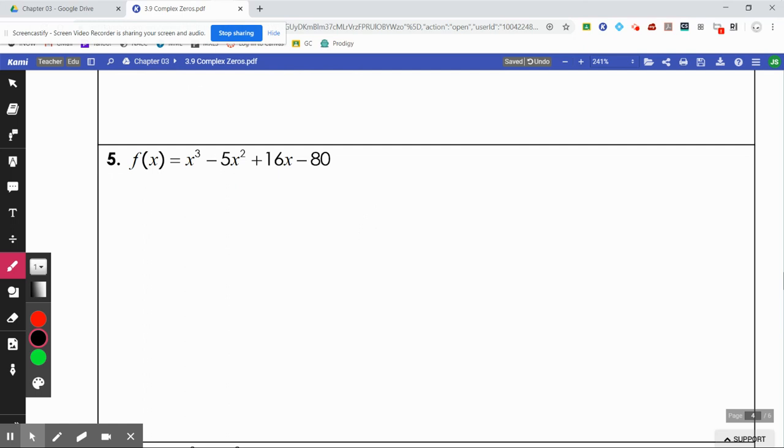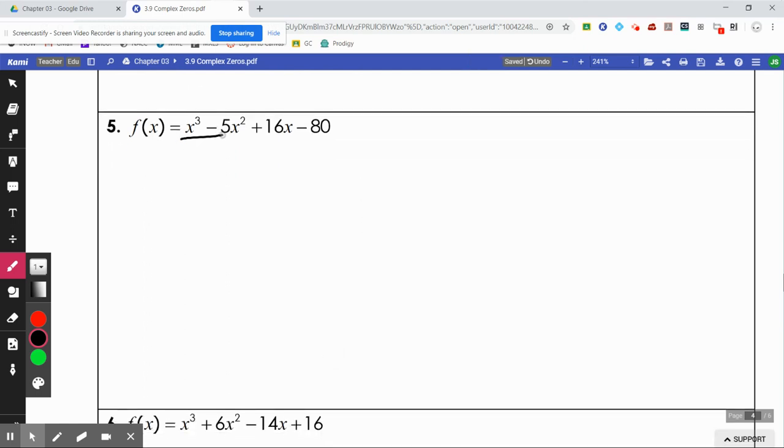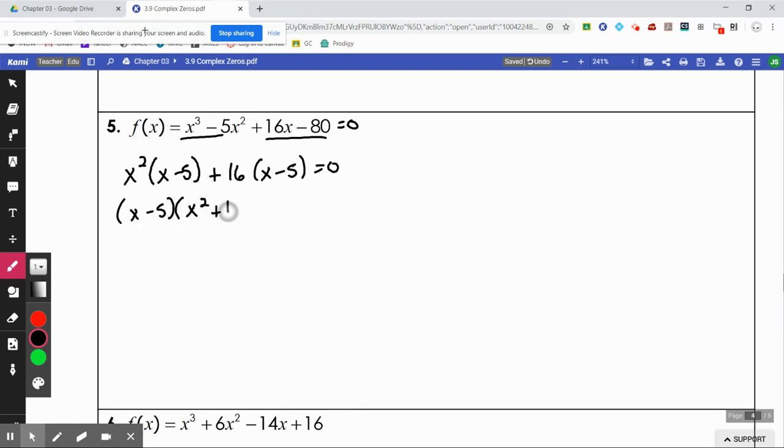Number 5, factoring by grouping. Group the first 2, last 2. We're setting it equal to 0. Now that gives you x squared times x minus 5 and a positive 16 times x minus 5. Factor x minus 5 out of both groups, and you're left with an x squared and a plus 16.